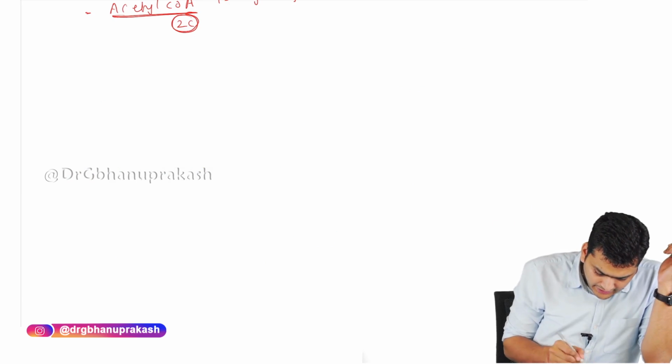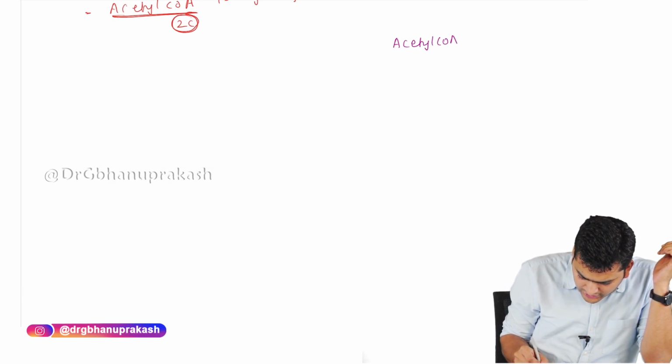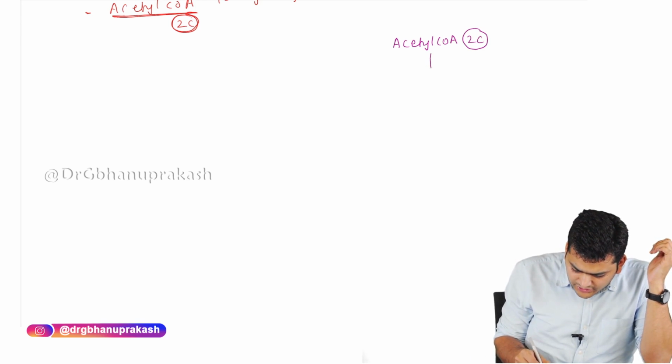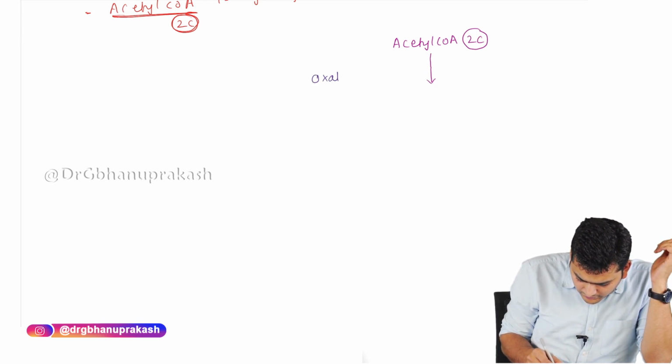So I can say that the acetyl-CoA which we have made from the link reaction is going to start the TCA cycle. This acetyl-CoA, which is a 2-carbon molecule, is going to join with the oxaloacetate.